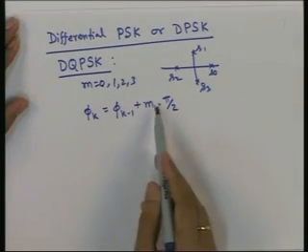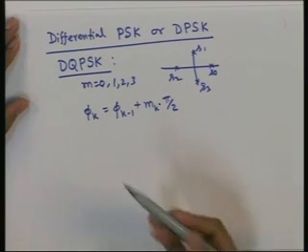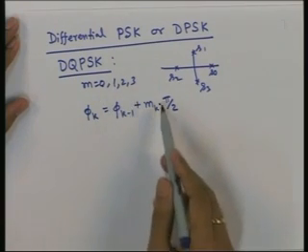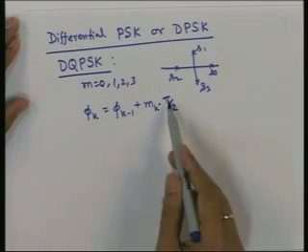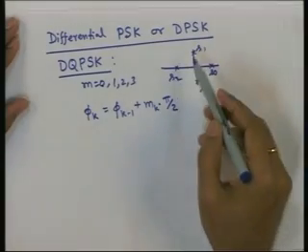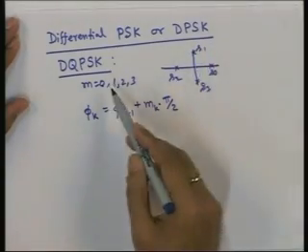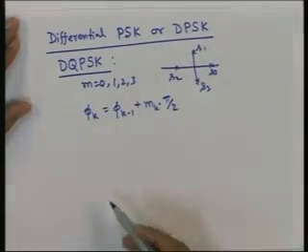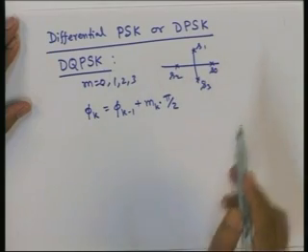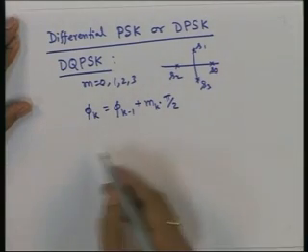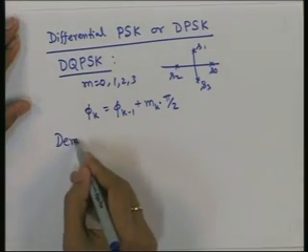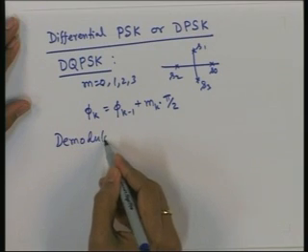So, if mk is 0, then you transmit phi k minus 1 phase itself. If mk is 1, then you transmit phi k minus 1 plus pi by 2. That is, if previously you transmitted S1 and now you want to transmit 1, you transmit S2. Rotate it once and transmit S2. Okay. So, now how do we demodulate?